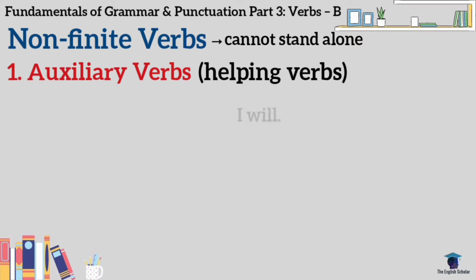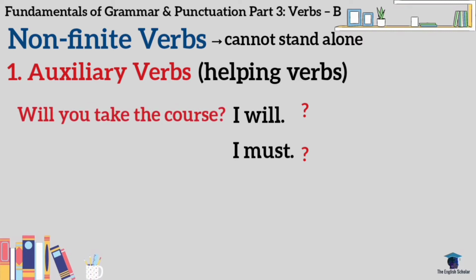For example, I will or I must. What do we mean by these sentences? Sounds lacking, right? These sentences will only give a complete thought if they are used to answer a question or to agree on something someone has already said. For example, will you take the course? Your answer would be, I will. And if someone suggests, you must buy a new bag, your answer would be, yes, I must.